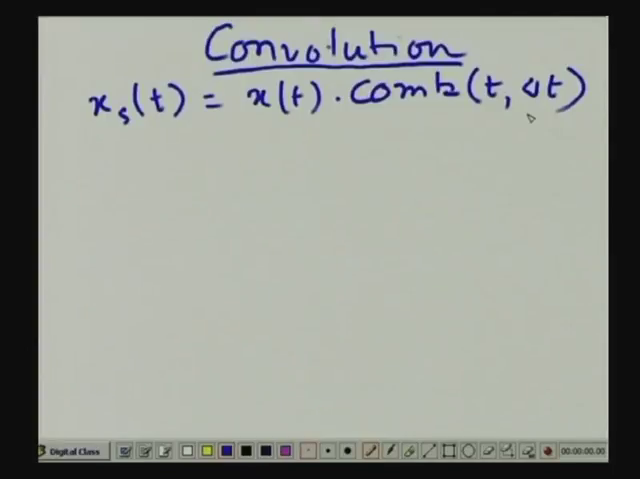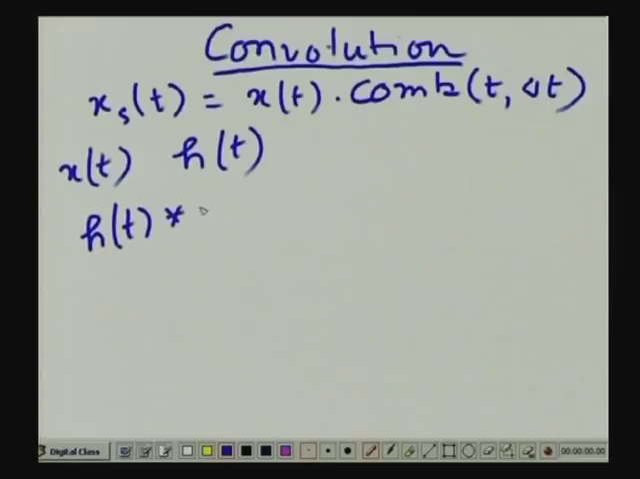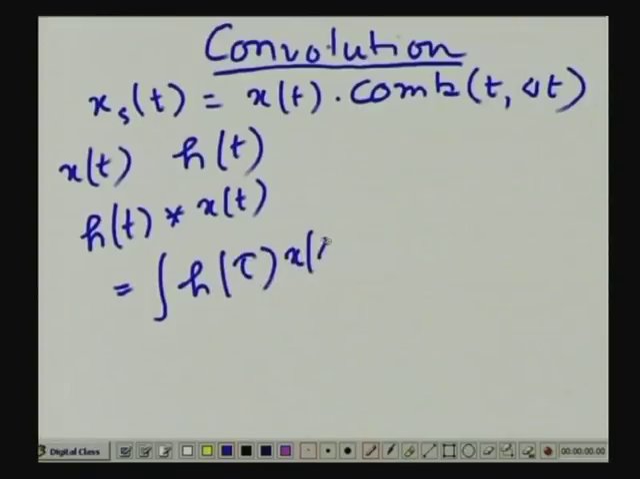Or let us put it like this, I have two signals, x t, and I have another signal, say h t. Both these signals are in the time domain. We define an operation called convolution, which is defined as h t convolution with x t. This convolution operation is represented as the integral of h of tau x of t minus tau d tau. Integration is taken over tau from minus infinity to infinity.